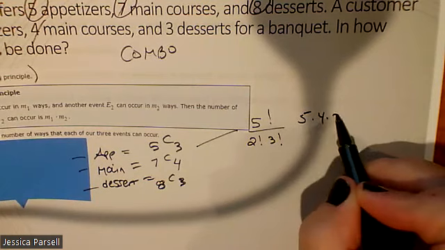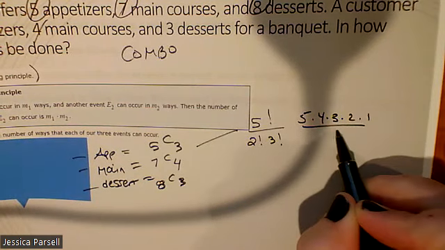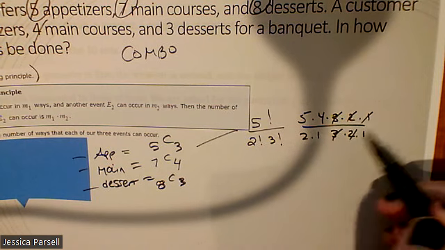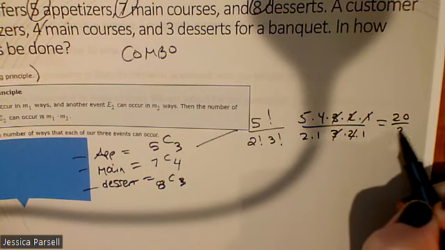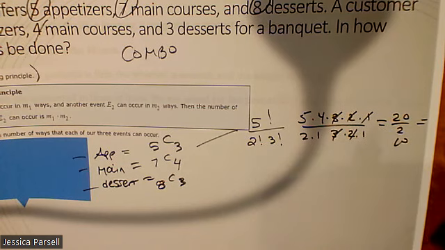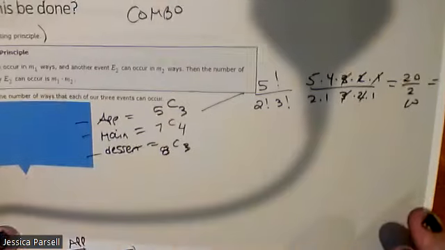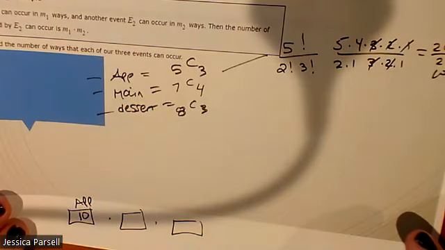So 5 times 4 times 3 times 2 times 1, over 3 times 2 times 1, and 2 times 1. We know this cancels. So we end up with 20 over 2, which is 10. So I'm going to put that in my box here. I know I have 10 ways for appetizers. So I put that down in my little box.